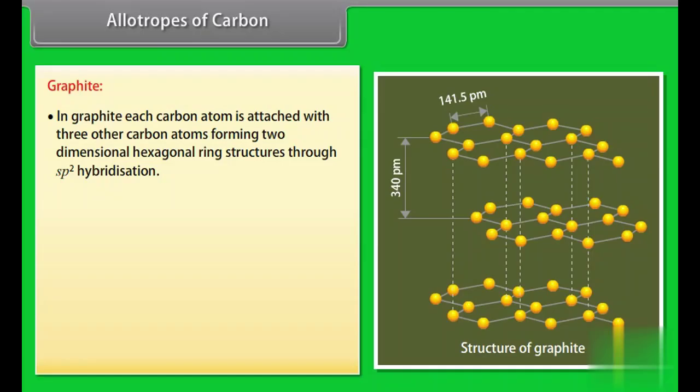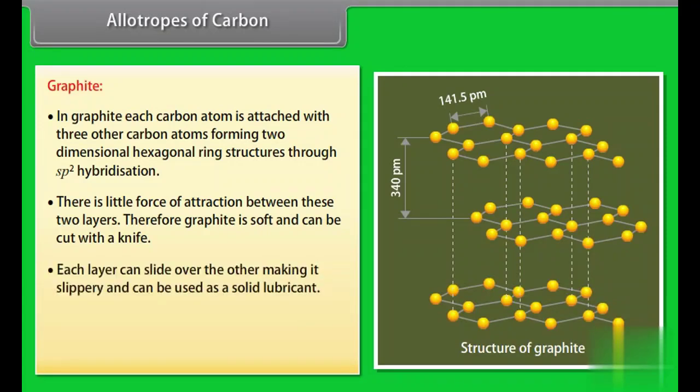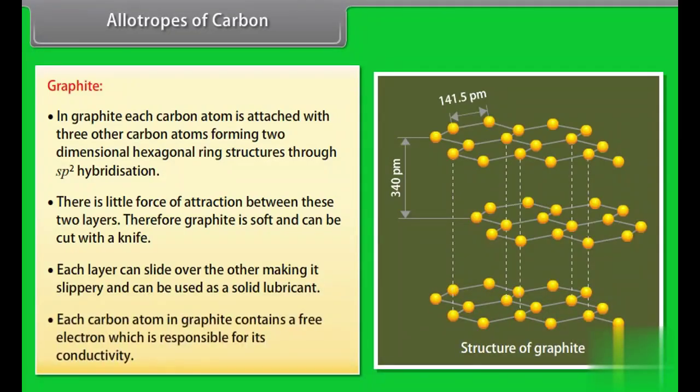structures through sp2 hybridization. There is a little force of attraction between these two layers. Therefore, graphite is soft and can be cut with a knife. Each layer can slide over the other, making it slippery and can be used as solid lubricant. Each carbon atom in graphite contains a free electron, which is responsible for its conductivity.